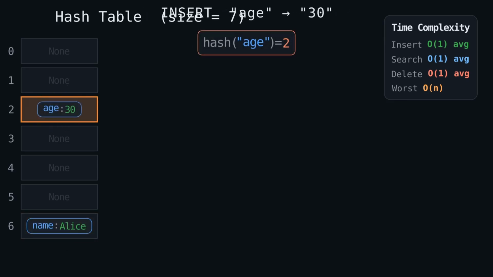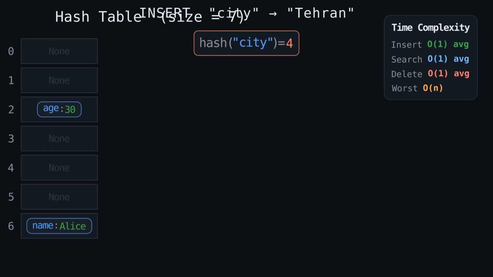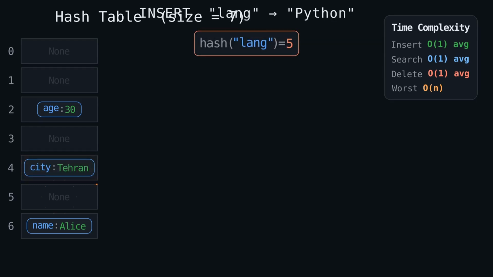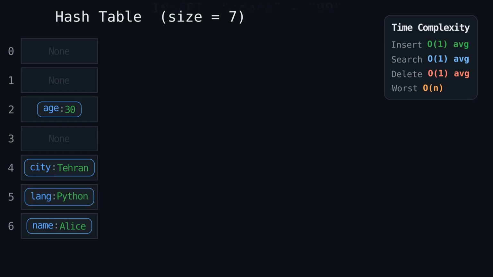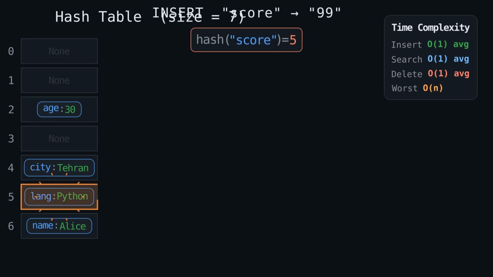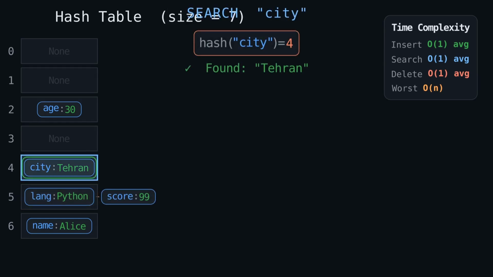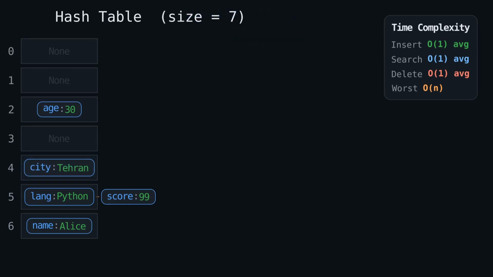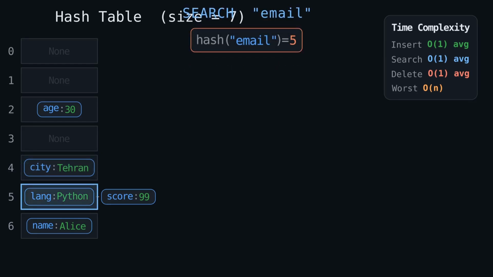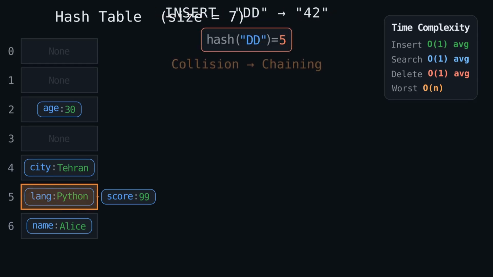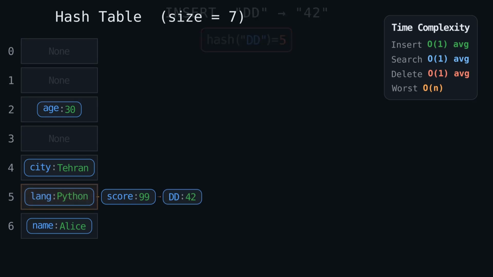The challenge is collision. Sometimes different keys produce the same index. One solution is chaining. Multiple key-value pairs are stored at the same index using a linked list. Another solution is open addressing. Instead of using a linked list, it searches for the next available slot. On average, insertion, deletion, and lookup all run in O(1). In the worst case, if there are too many collisions, they degrade to O(n).